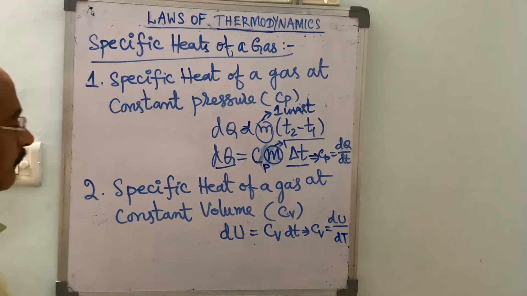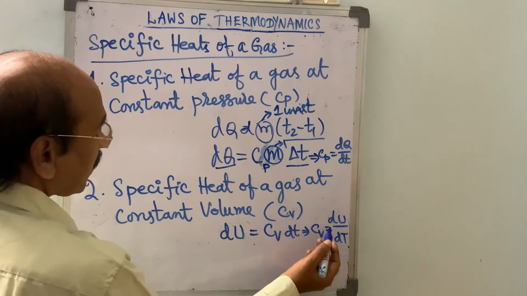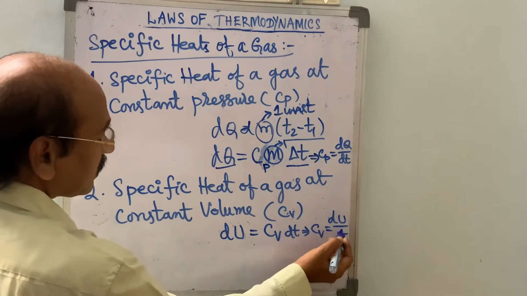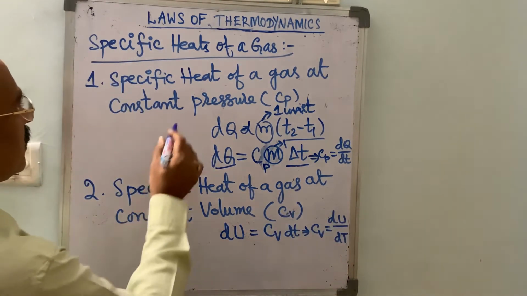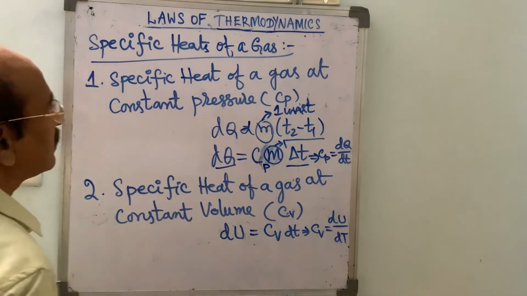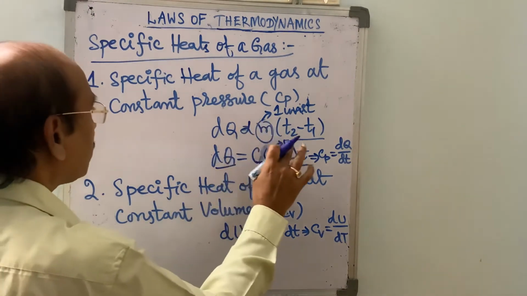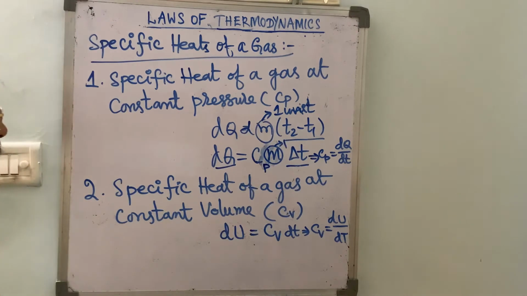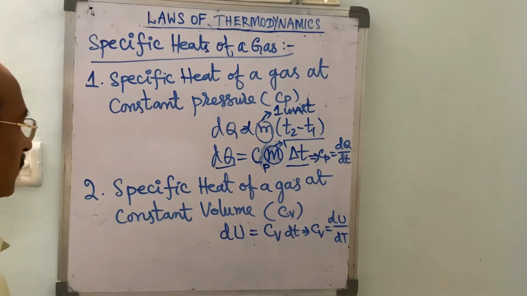But to increase the temperature through 1 degree Kelvin at constant volume, the entire energy supplied is utilized to increase the internal energy. In the case of constant pressure, the heat supplied is utilized to increase the temperature and also to do some work, and only some part is utilized to increase the internal energy. Therefore, Cp is greater than Cv.